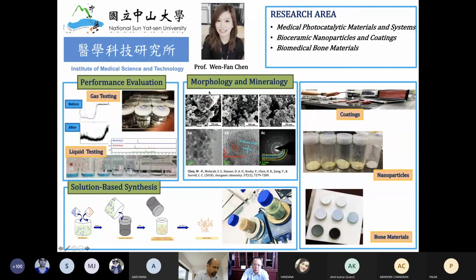And Professor Chen, her background is from material science. So right now she is trying to do photocatalytic materials and also bioceramics, nanoparticles and coatings. So she can synthesize them on her own, and they can make artificial bone materials, also using 3D printing to print ceramic-based implant bones.